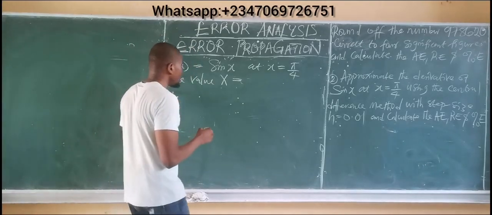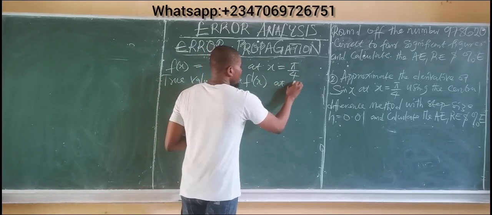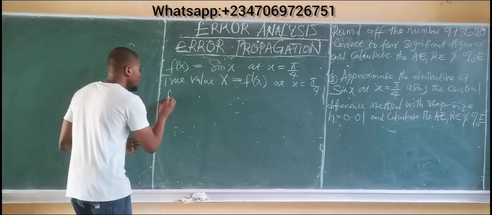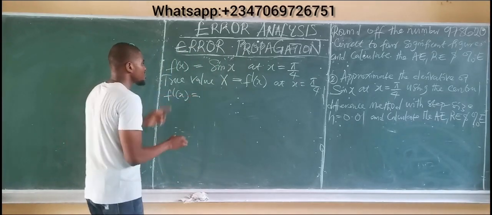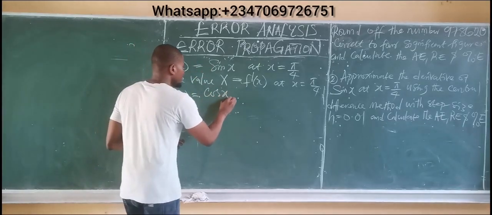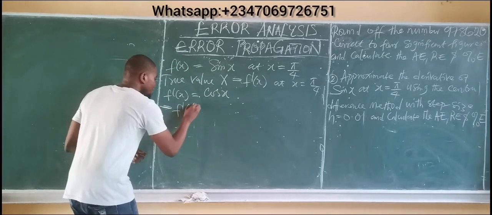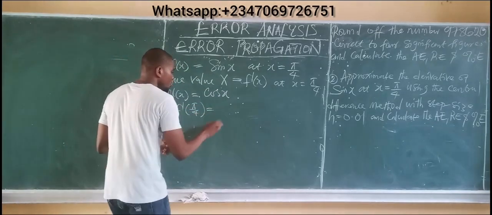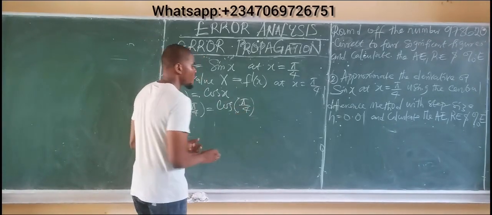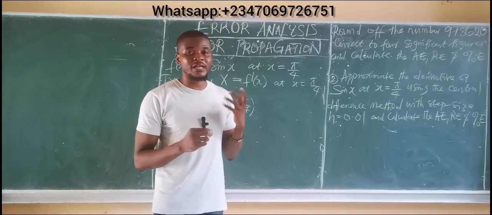Okay, so which means the true value X is obtained by looking for f prime of x at x equals pi all over 4. So which means we find the derivative f prime of x, find the derivative of this function. If I differentiate sine x, I will simply have cos x. So that simply means now that f prime at pi all over 4 is going to be equal to cos, in place of x, putting the value as pi all over 4. And in front of a trig function, pi always appears as 180 degrees.